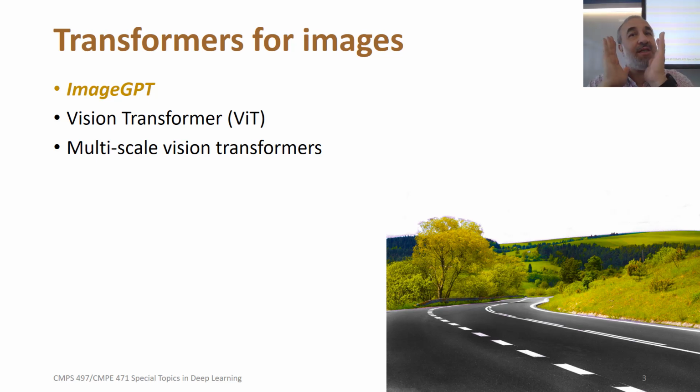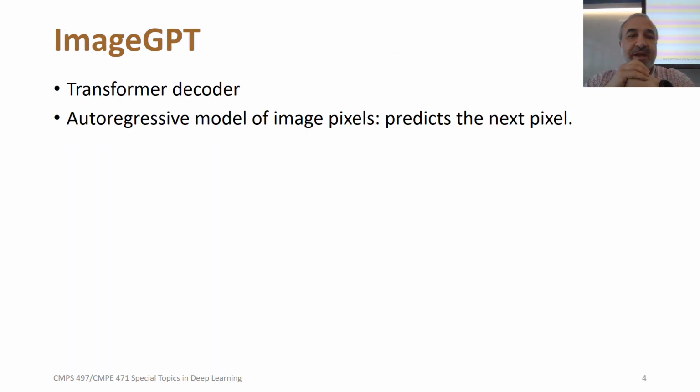From the name image GPT, what do you expect? Okay, so GPT is a decoder-based model, right? It generates what? In the original structure of GPT, it generates tokens, right? It predicts the next token. So the idea here is that it will predict the next pixel. Okay, that's the idea. So it is a transformer-based decoder. The autoregressive property is that it will now predict the next pixel. Given whatever was generated from the pixels, it will generate the next pixel.